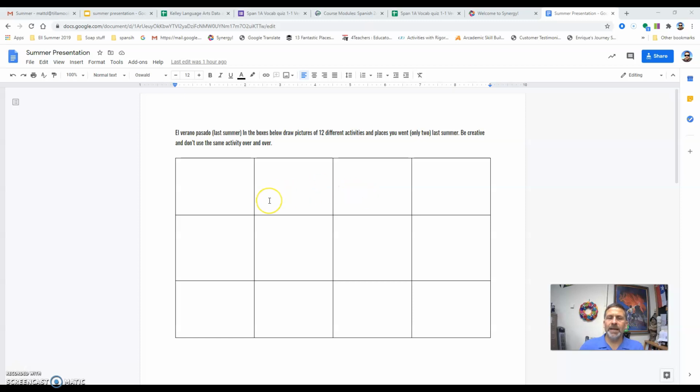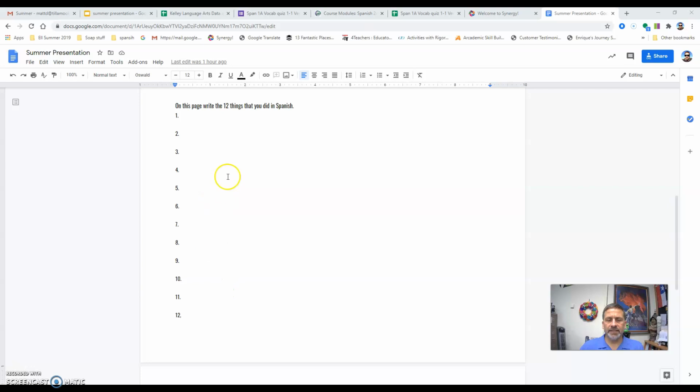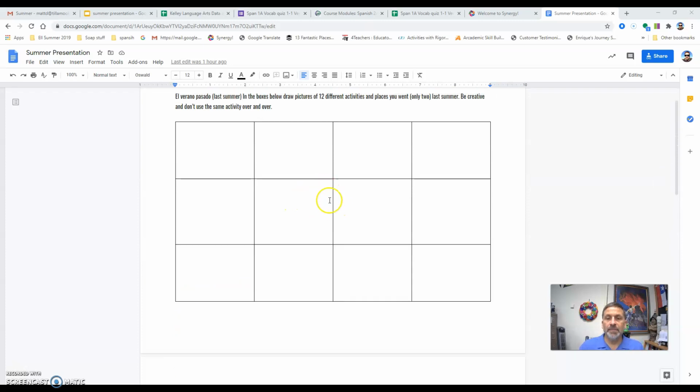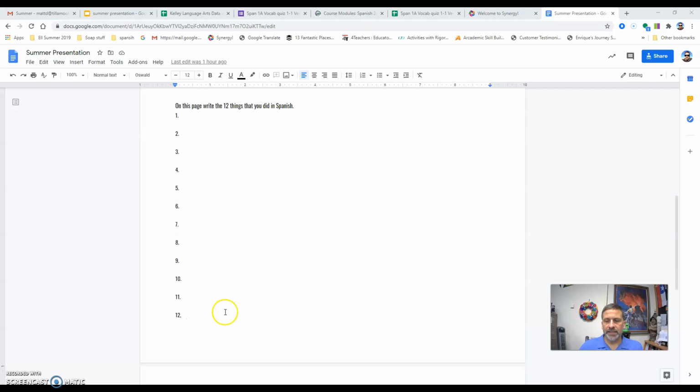So for week 8, for assignment number 1, we're going to be drawing 12 pictures of what we did over the summer. After we draw those pictures, and I don't want any letters or words or sentences on here, just pictures, you're going to be writing 12 sentences of the activities that you did in Spanish. They need to be separate. So assignment number 1 is drawing your pictures and writing your 12 sentences, and then you're going to submit that.